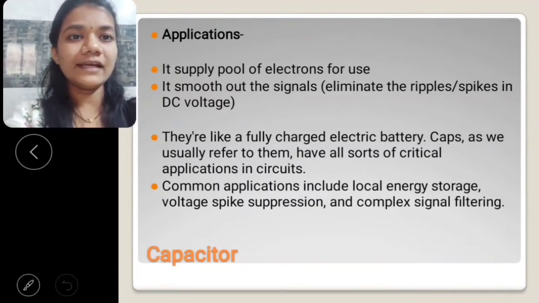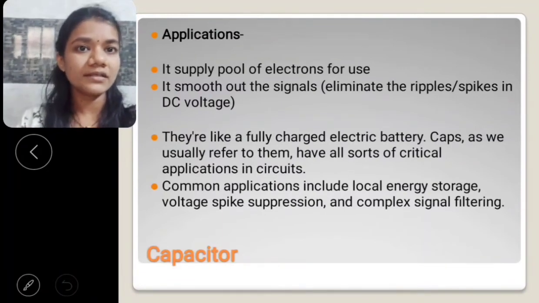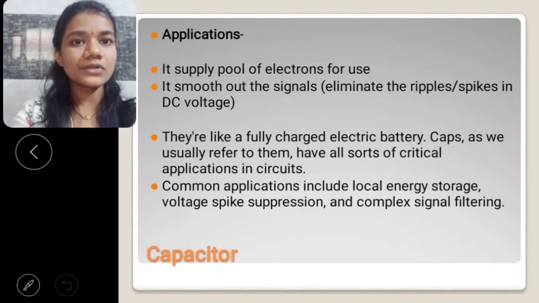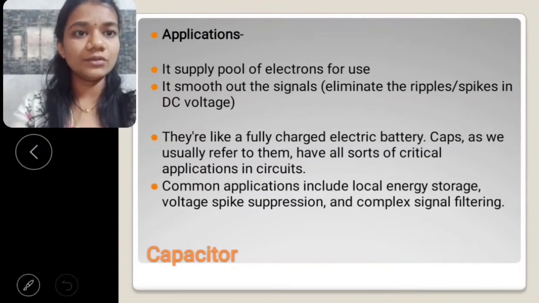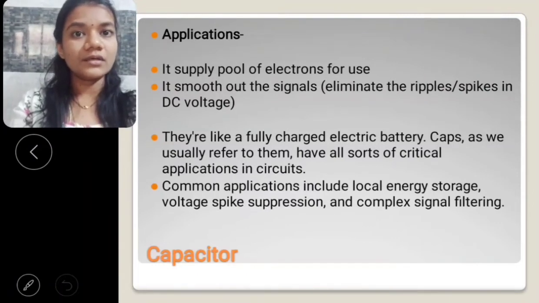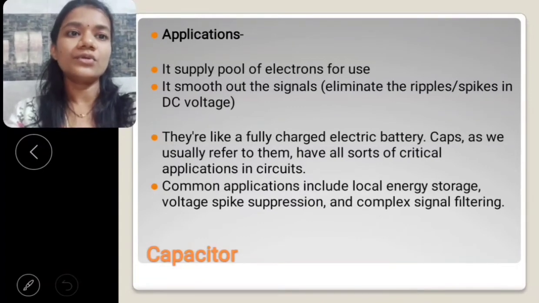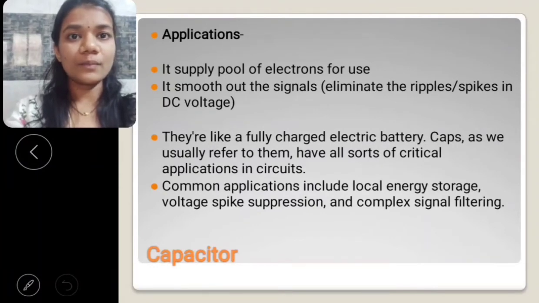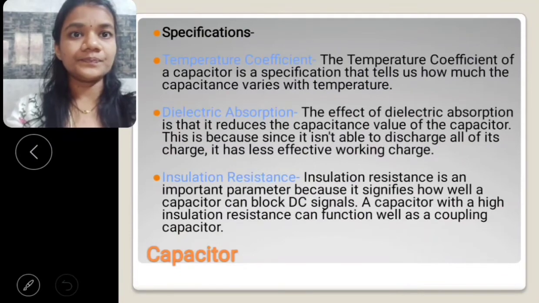Then they are like a fully charged electric battery. Capacitors, as we usually refer to them, have all sorts of critical applications in circuits. Common applications include local energy storage. As we see, the main function of a capacitor is to store energy, so in local energy storage, a capacitor is used. Then voltage spike separation and complex signal filtering. For this, a capacitor is used.